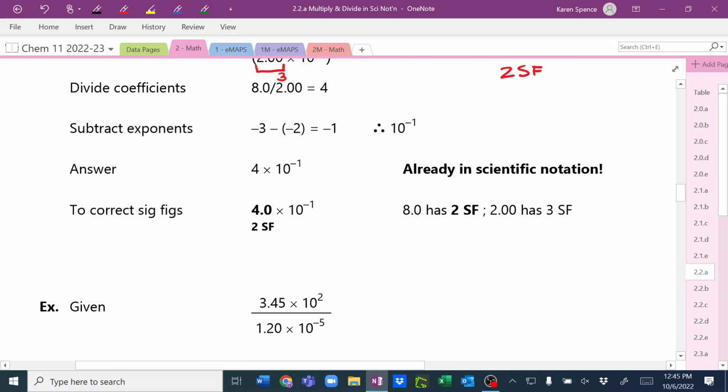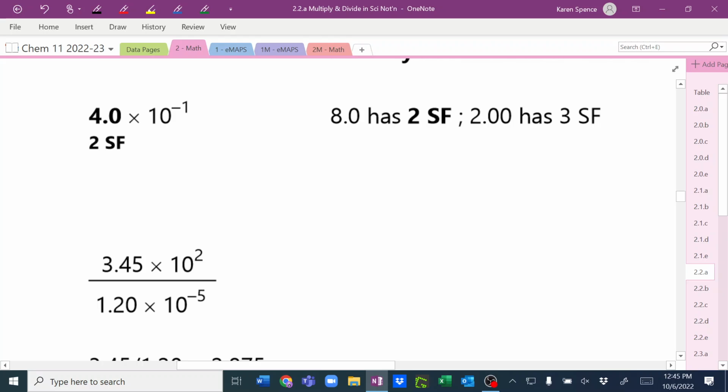Okay, here we have another one. 3.45 divided by 1.20. If I do that part of it, I have a calculator here.